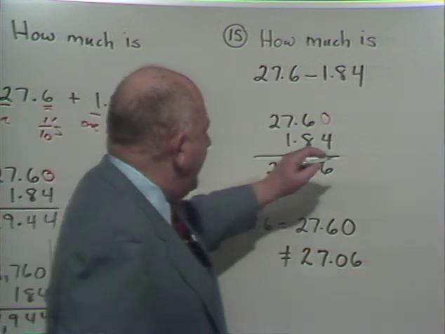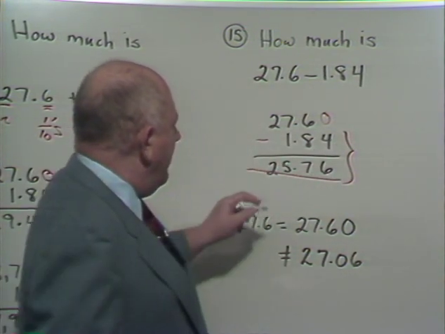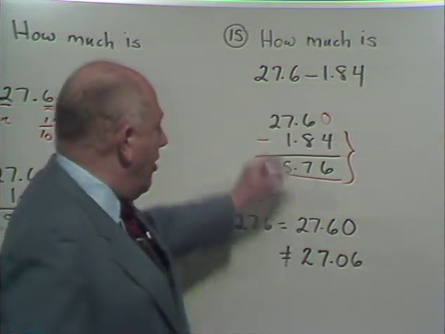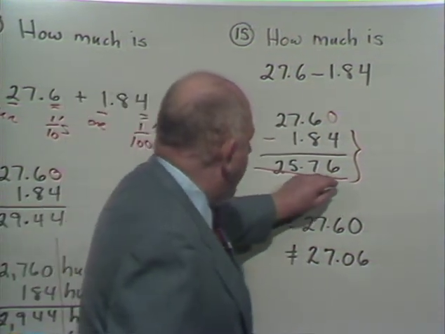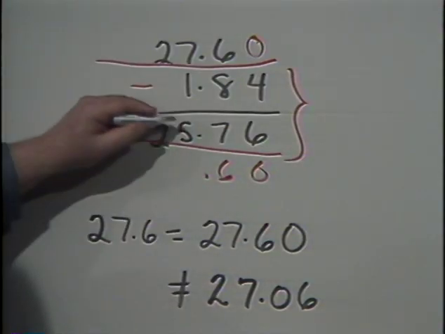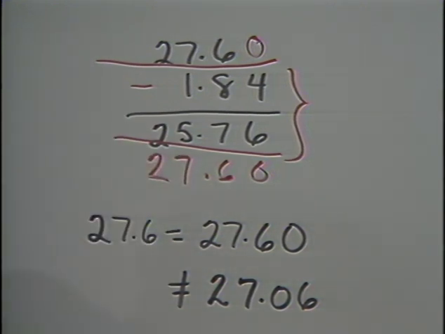And by the way, how do you check this? The check for subtraction is the same as it always has been. The number you're subtracting added to the difference should give you the number you started with. See, 0, carry the 1. See what I'm doing here? 7, 8 are 15, carry the 1. 5 and 1 is 6, and 1 is 7. 27.60, which is the same as 27.6.